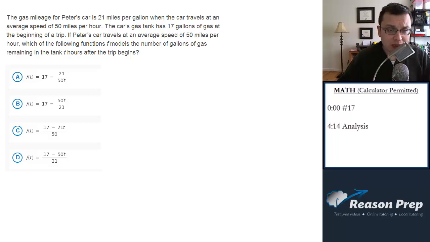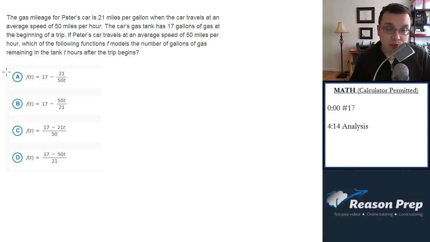The gas mileage for Peter's car is 21 miles per gallon when the car travels at an average speed of 50 miles per hour. The car's gas tank has 17 gallons of gas at the beginning of a trip. If Peter's car travels at an average speed of 50 miles per hour, which of the following functions F models the number of gallons of gas remaining in the tank T hours after the trip begins?